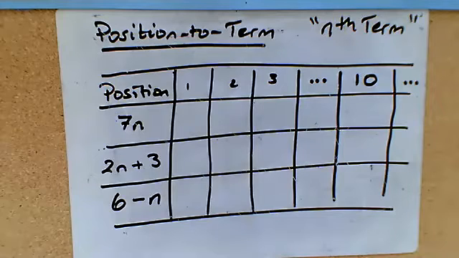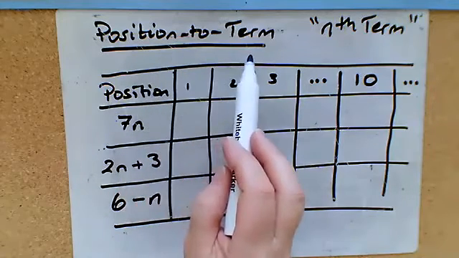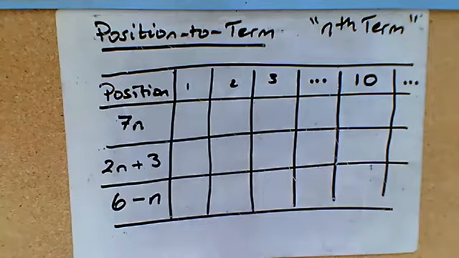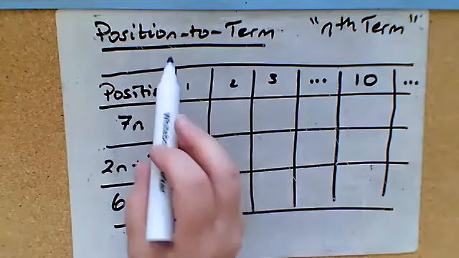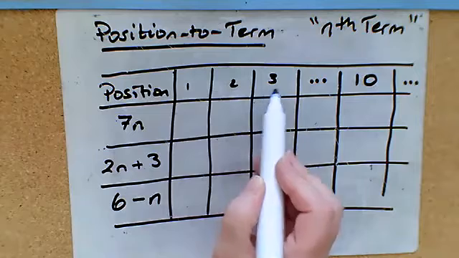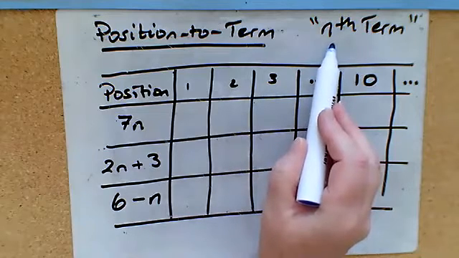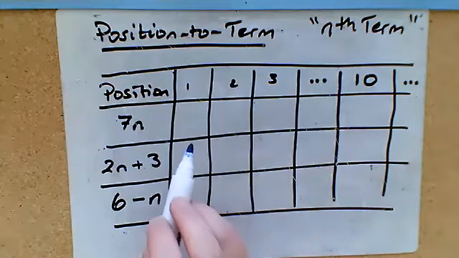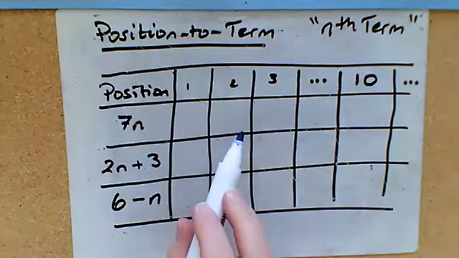Hi, we're now going to look at position to term rules, often referred to as the nth term. Previously you'd have looked at term to term rules, which is where the sequence is generated by adding or subtracting a number from the previous term. In the position to term rules, we're going to use the position in the sequence together with the nth term, and we can either generate a sequence or we can go straight to a particular position in that sequence.